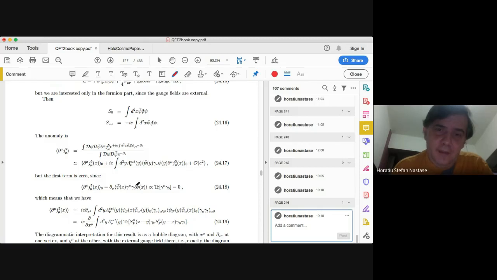The trace structure would be proportional to δ_{αβ}, and then this would mean that I contract the indices of γ_μ γ^5, meaning that I have the trace of γ_μ γ^5. But we know that the trace of γ_μ γ^5 is 0. This is one of the generators in the completeness relation for gamma matrices.